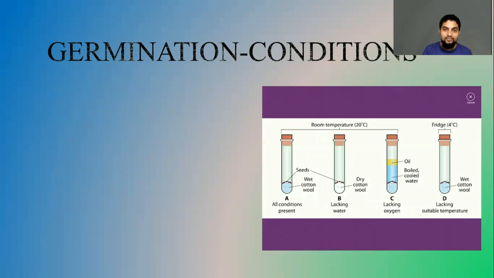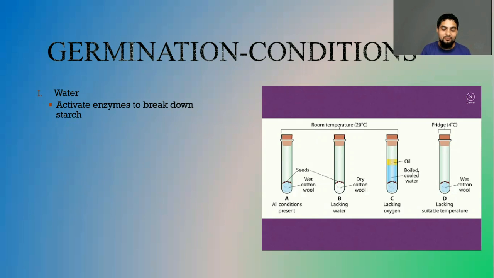Next, we're looking at the conditions that are necessary for germination to occur. There are three: water, and the water is used to activate the enzymes to break down the starch. In order for germination to occur, energy is needed, and the plant must get energy from a food source. That food is stored as starch in the seeds.